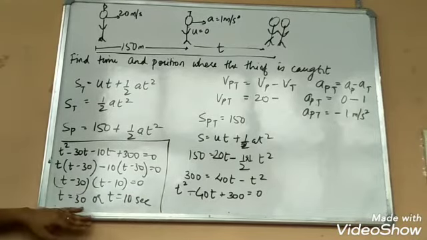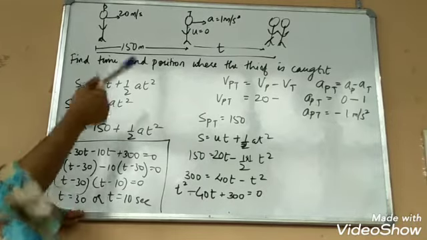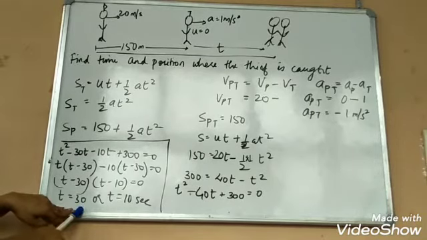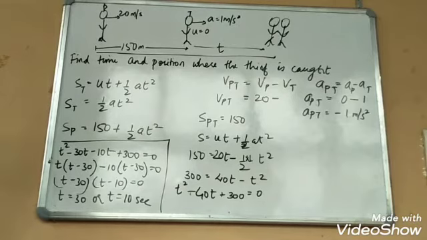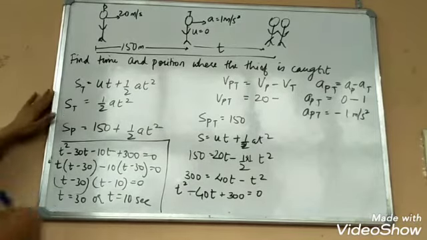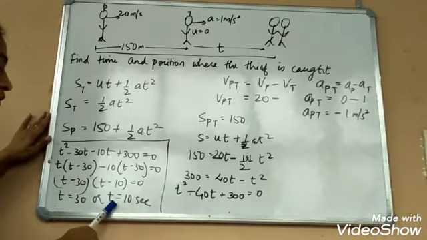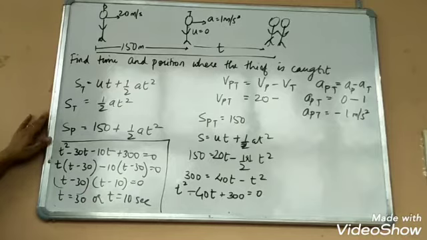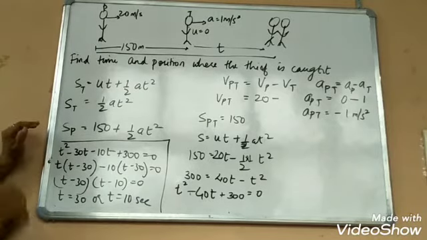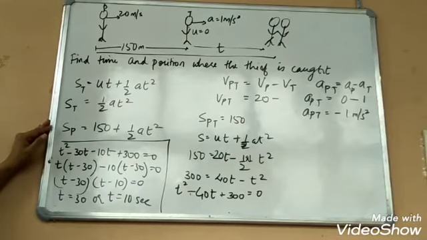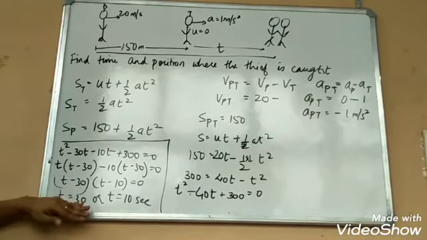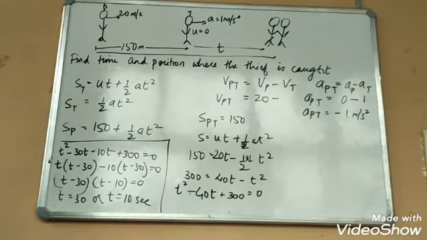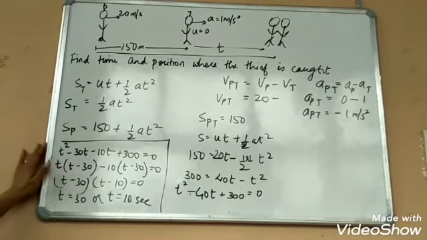So either the police will catch the thief after 30 seconds or after 10 seconds. That means he'll be able to catch twice, because the thief is moving with some acceleration. After 10 seconds, the police will be able to catch the thief, and again if they start moving, then after 30 seconds also the police will be able to catch the thief. So this is how we can solve these questions with the idea of relative velocity.